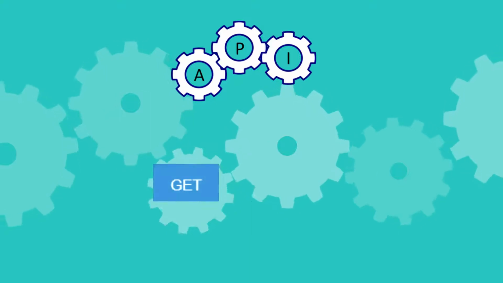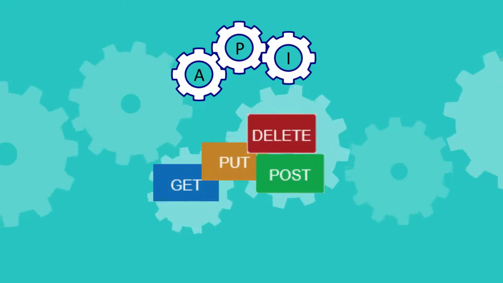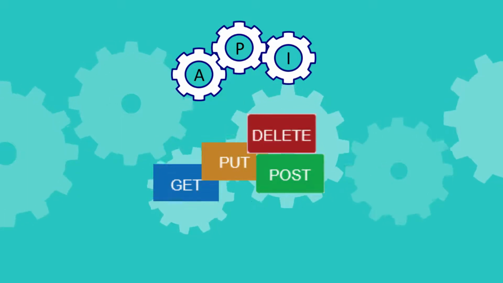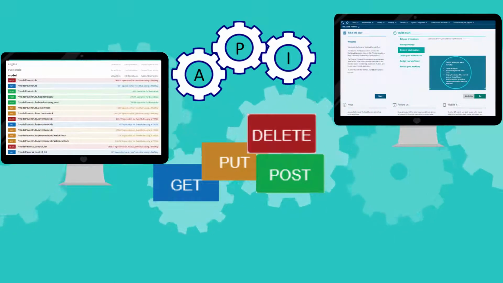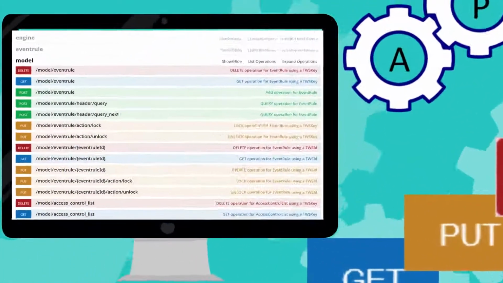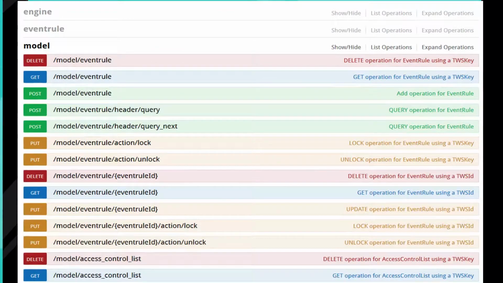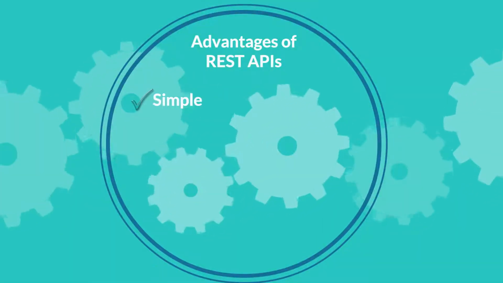Now, just imagine what you can do with the APIs provided by such a powerful product as Workload Scheduler. They are based on the same code used internally by the product and provide full control of all functionalities, both distributed and z/OS. Advantages of REST APIs are almost too many to mention.